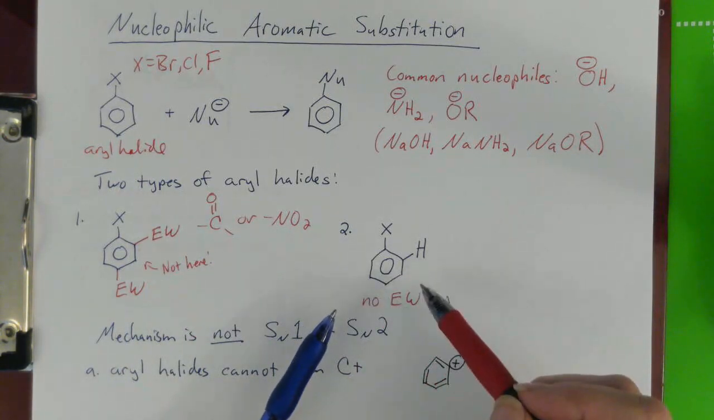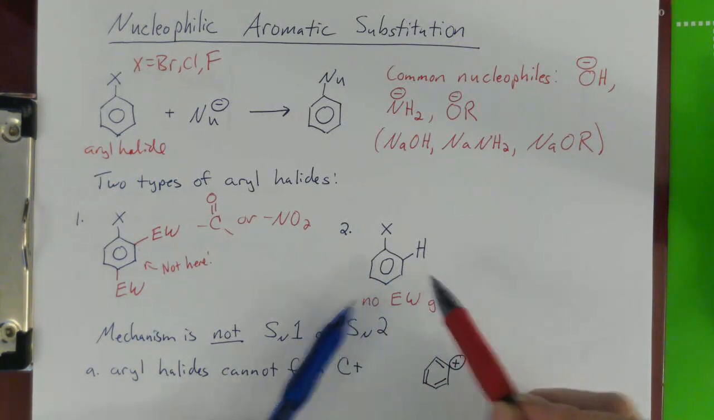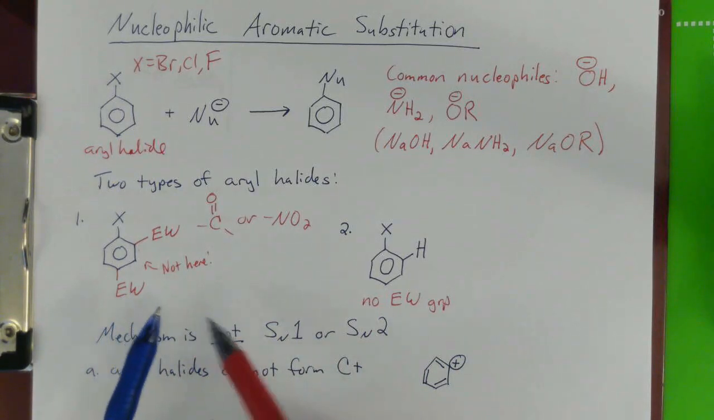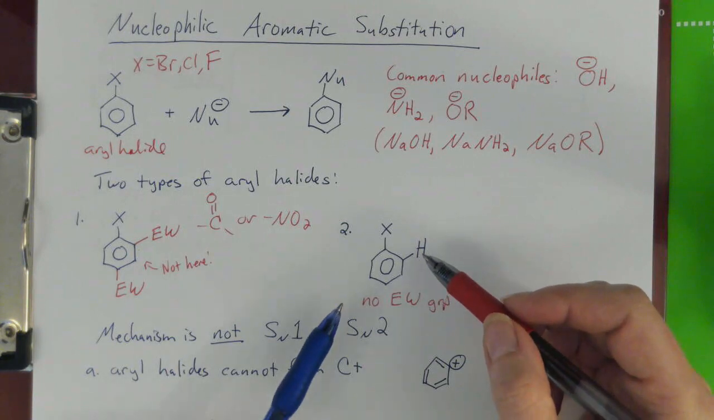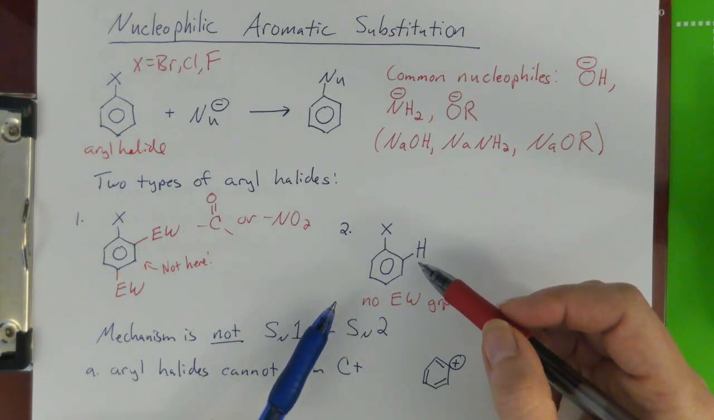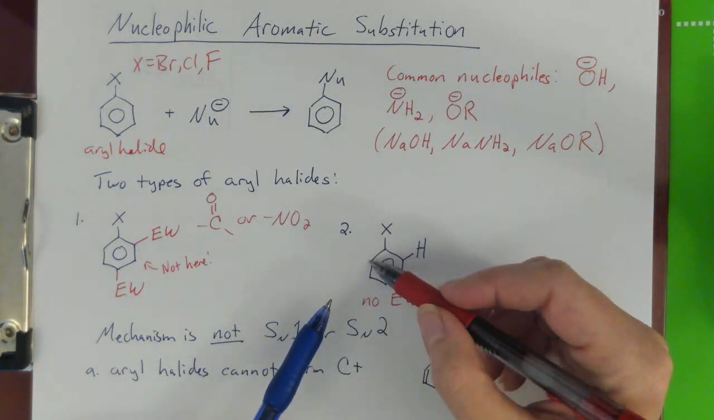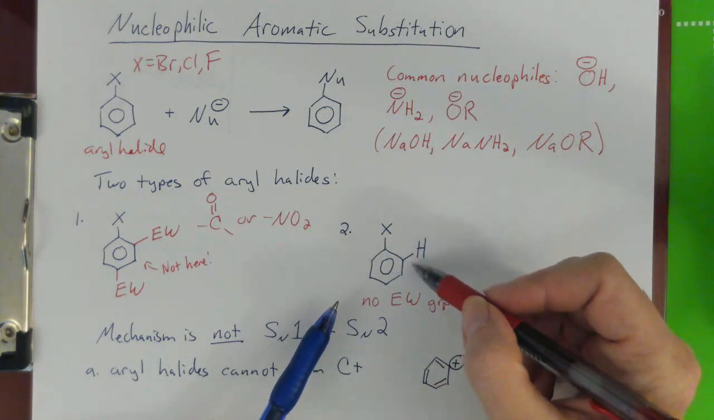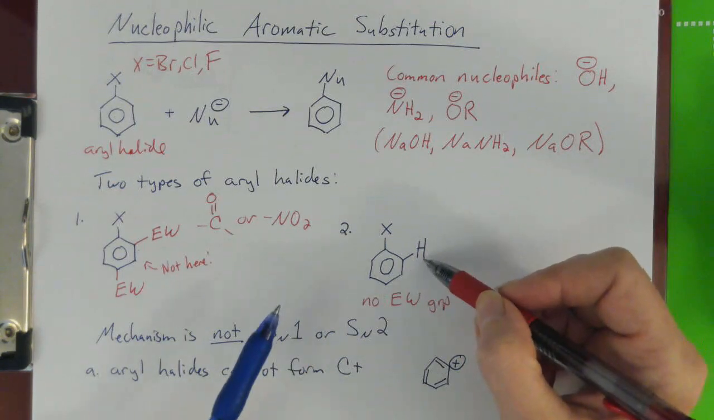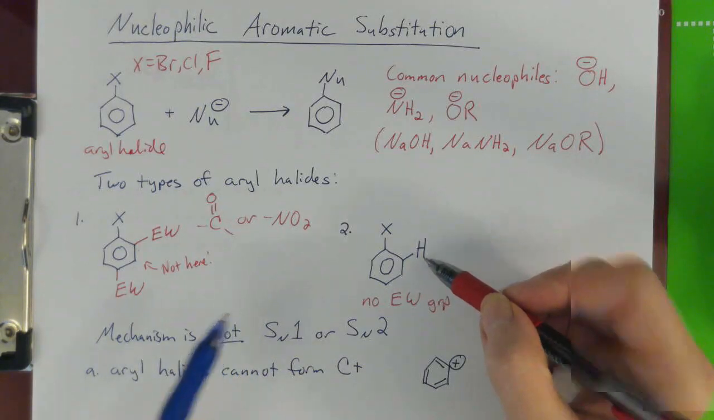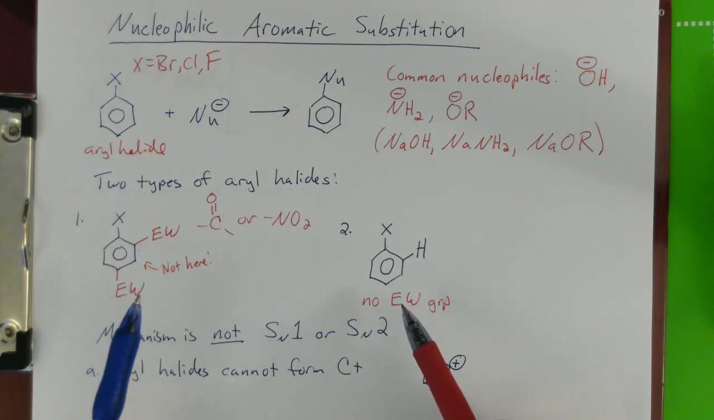Here we don't have an electron reservoir, so the mechanism for this type 2 aryl halide will be different compared with this mechanism. What you need to have for the type 2 aryl halide is an empty ortho position. So you could have another group here, like let's say this was a methyl group, but at least one of the ortho positions needs to be empty, meaning that there's just a hydrogen there. So for both of these, the mechanism is not SN1 or SN2.